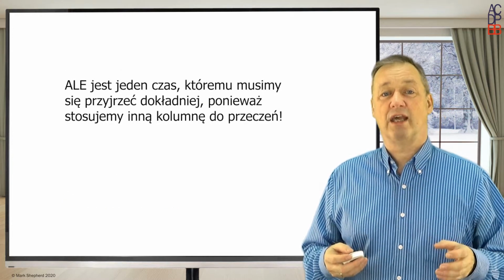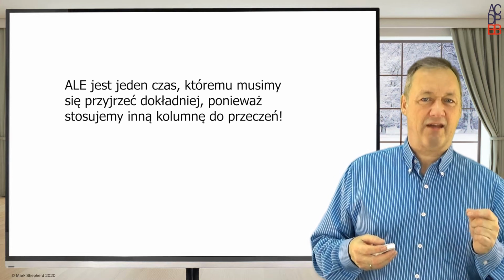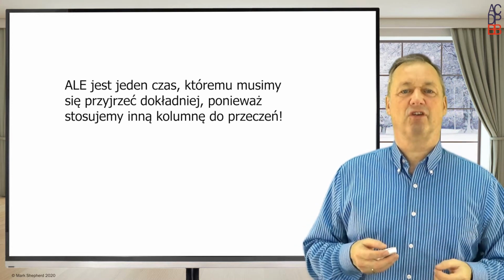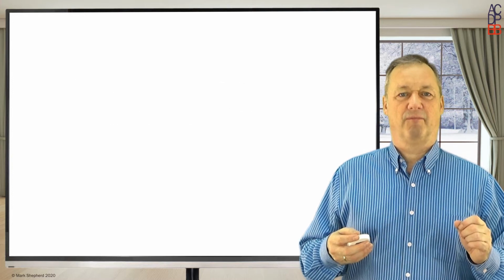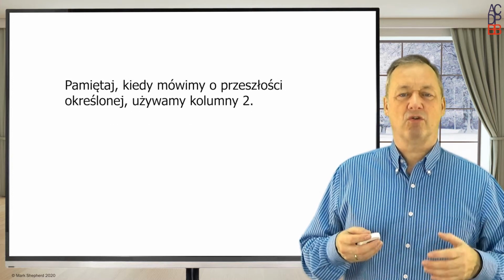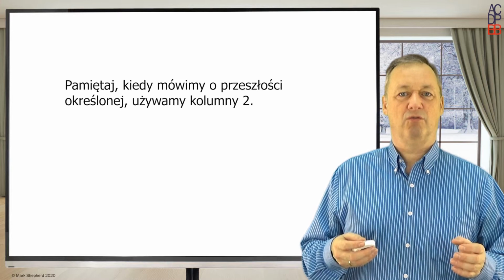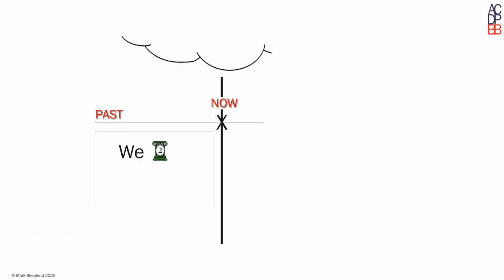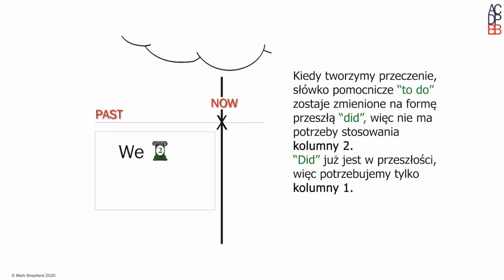But there is one tense that we need to look at carefully because we use a different column for the negative. Remember, when we talk in the named past, we use column 2. I ate the chocolate. They ran away. When we use the negative, the helper verb to do is changed into the past did. So there's no need to use column 2. Did is already in the past. So we only need column 1.